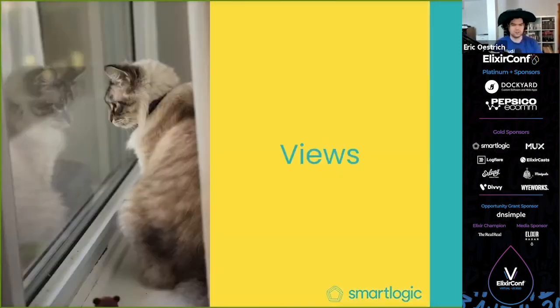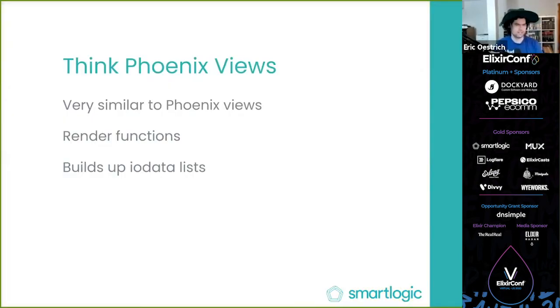So next up is views. This is Odo. These are very similar to Phoenix views. It's just a module with a bunch of render functions. The very important thing is it builds up IO data lists, which we'll see. IO data lists, if you haven't seen them, are just a list of strings or other lists of strings that can be infinitely nested. And Erlang is just very fast at dealing with these.